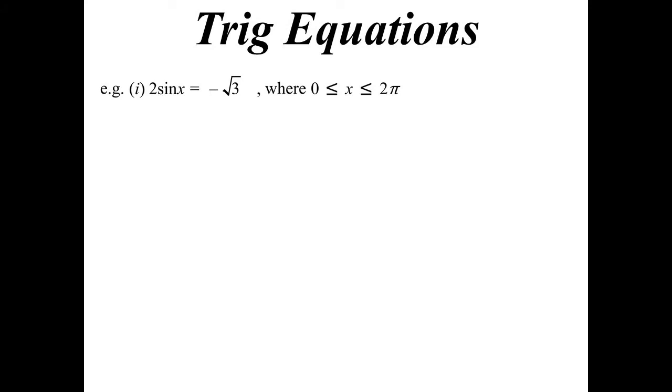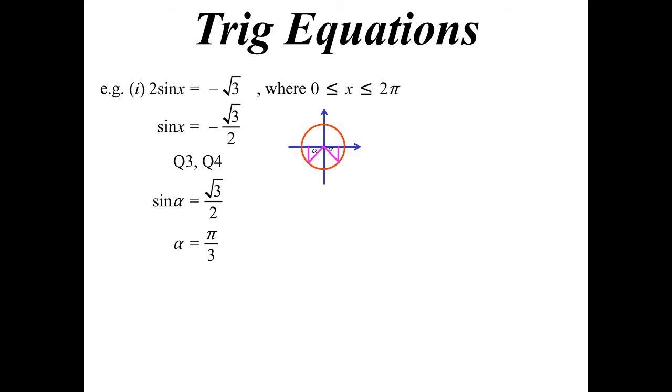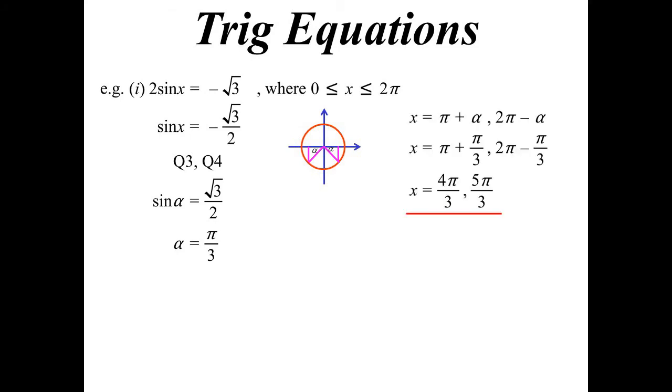So reasonably straightforward. And here, 2 sine x is minus root 3. So we get minus root 3 on 2. So okay, third and fourth quadrants. I'll just draw my little picture up there. There you go. Third and fourth quadrants. We know the acute angle. Now, it's not 60 degrees. It's pi on 3 radians. So now, in the third quadrant, instead of saying 180 plus the acute angle, it would be pi plus the acute angle. And in the fourth quadrant, it would be 2 pi minus the acute angle. And we get 4 pi on 3 and 5 pi on 3.